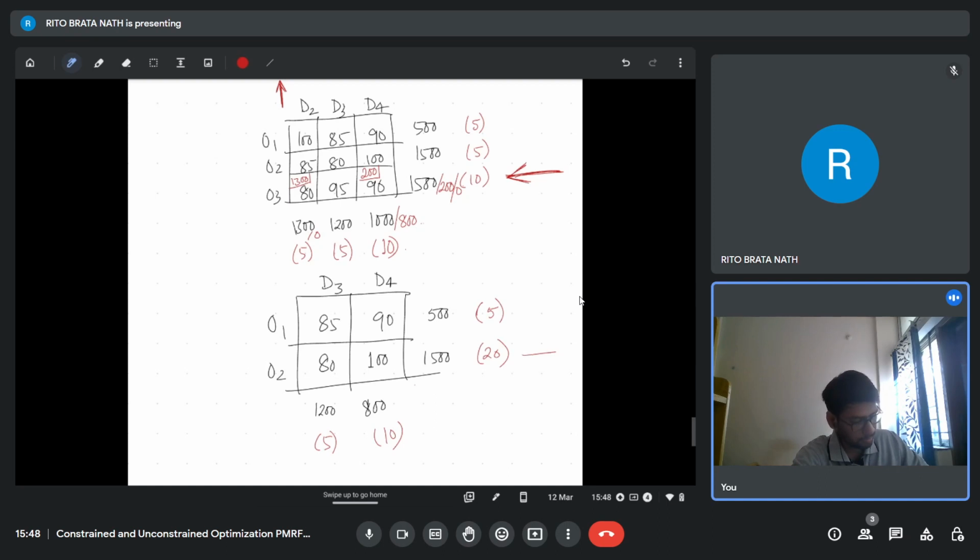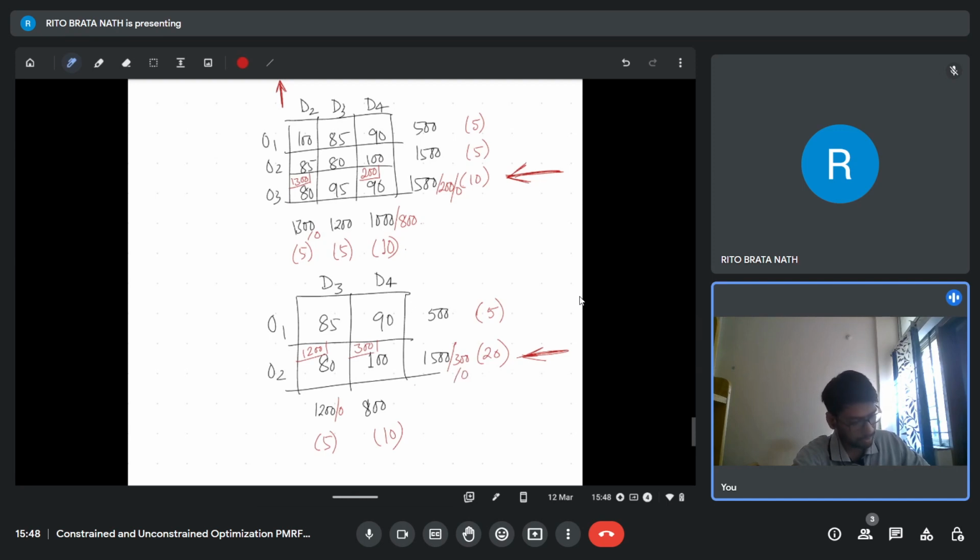Now there is no confusion. This one you'll be picking. 8 is the minimum, so 12. Okay, so 1200 goes here. So you're left with 300. This is 0. 300 must be allocated here. Okay, so this becomes 0.